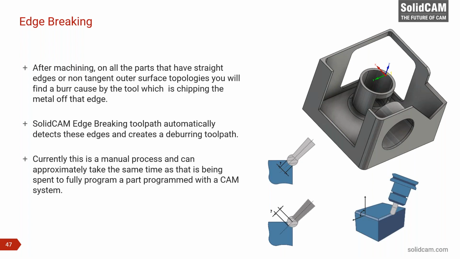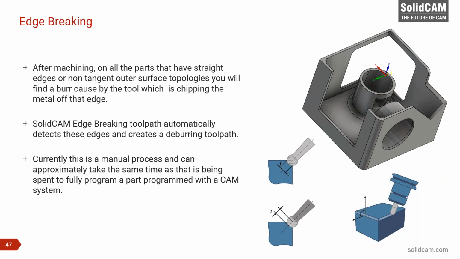The edge breaking functionality in SolidCAM generates edge breaking toolpath automatically and creates a deburring toolpath. So you can do the edge breaking in three axis. If you have a part that has just been machined using three axis, then you can do the edge breaking using three axis functionality of the edge breaking cycle, or you could do edge breaking using minimum tilting or almost like a 3+2 or full five axis. So you can edge break the most complex parts using five axis.